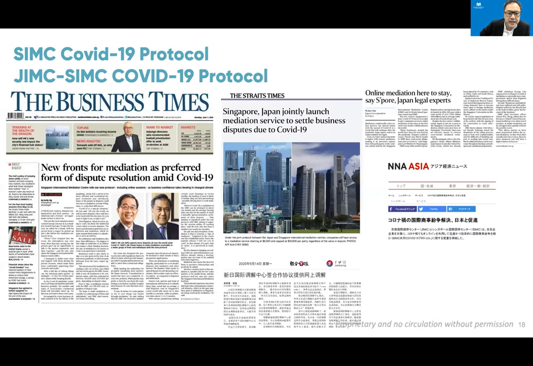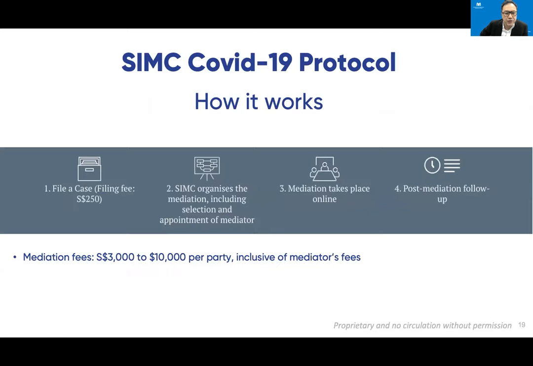I mentioned that the media has picked up a lot of these mediation efforts and initiatives, and we've been in the different newspapers in Singapore as well as Japan, etc., where there's a really growing recognition that mediation is really a very suitable way to resolve disputes, especially during this COVID-19. And the next chart, you will see that we have launched the COVID-19 protocol, SIMC, where we will have the entire mediated settlement done online, from case filing to the mediation to preparation, any follow-up, etc.